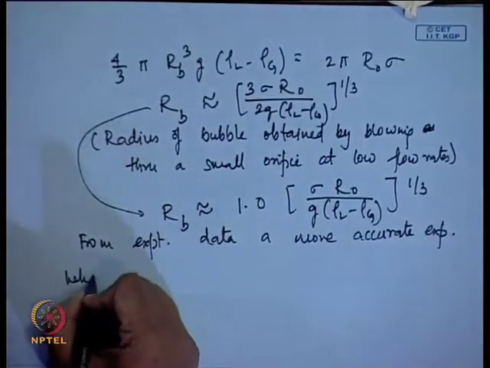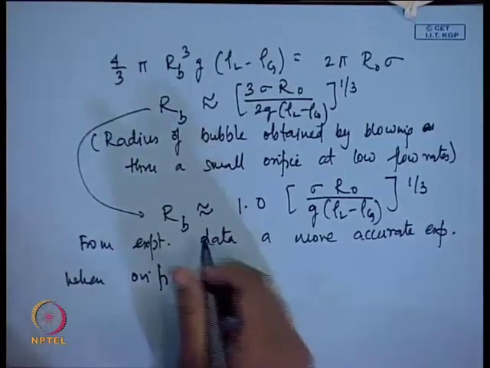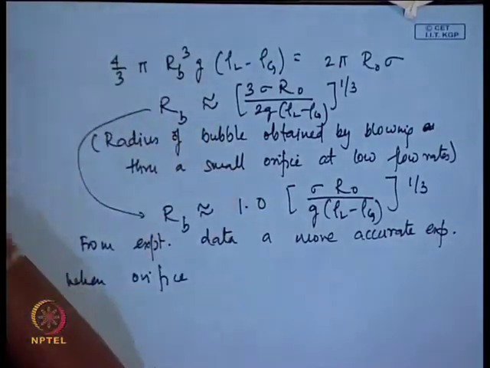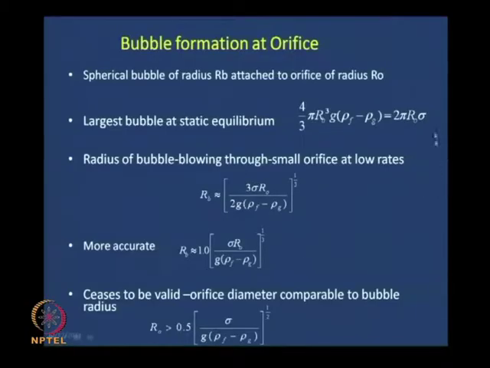We also find that when the orifice diameter is comparable to the bubble radius, then these particular equations cease to be valid. When will that happen? When your d0, or in other words 2r0, becomes comparable to rb. Under that condition, which can be represented by this particular expression, the equation is no longer valid.